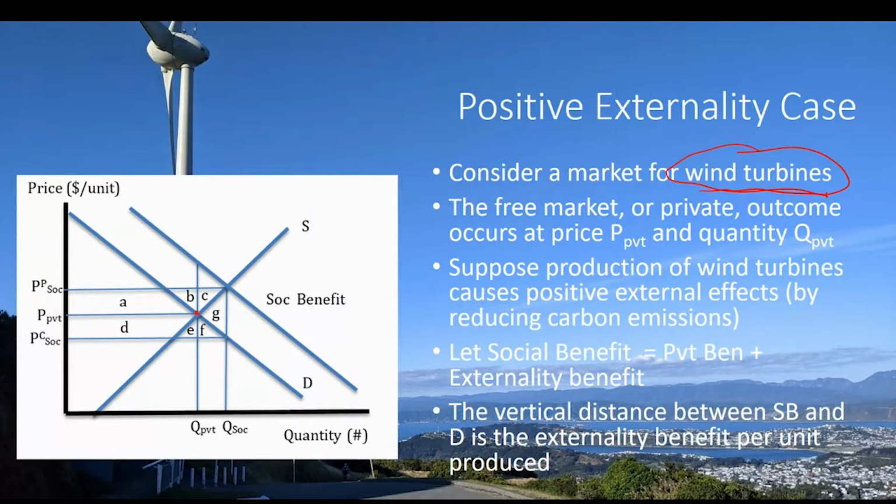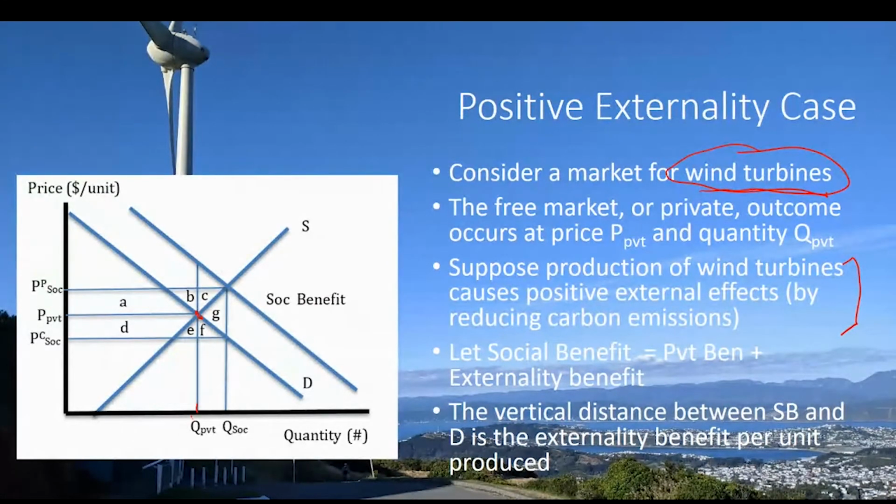So let's consider the market for wind turbines on the left-hand side. Let's imagine it's competitive, and the private price and quantity that would arise is where the standard supply and demand curve for wind turbine energy appears. Okay, again, we'll just put it in our simple context of a market. Now, second point, let's suppose that the production of wind turbines causes these positive external effects by reducing carbon emissions.